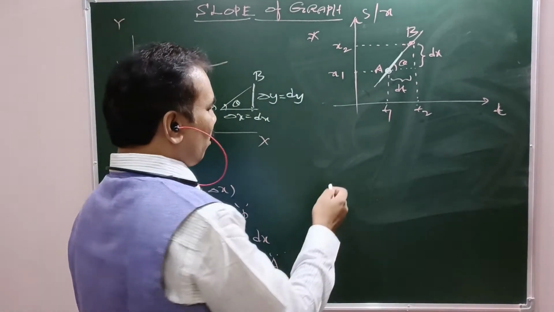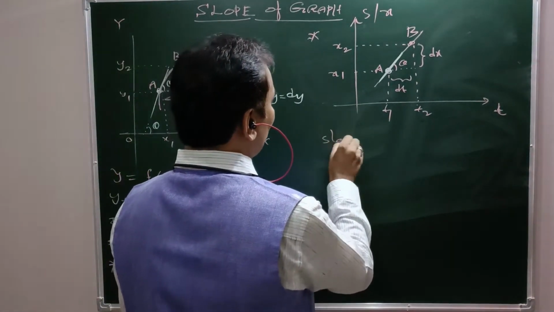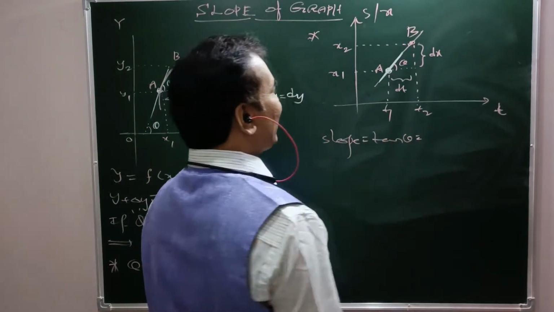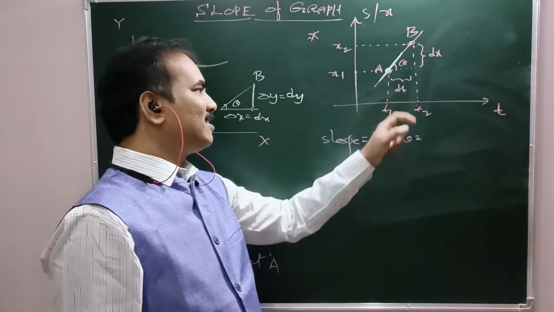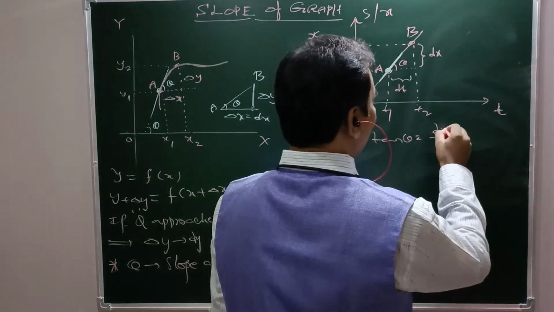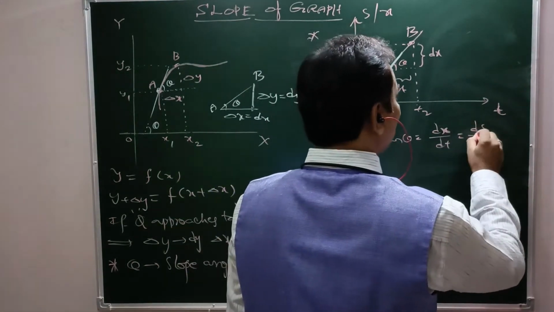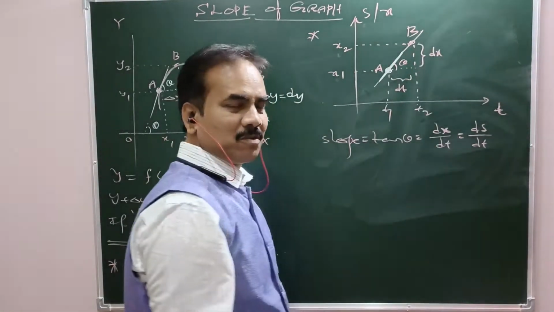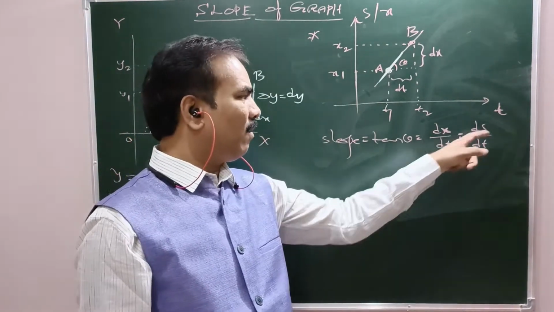Now slope equal to, what is the slope here? Slope equal to tan theta. See this triangle, tan theta is opposite side by adjacent side, that is dx by dt, otherwise ds by dt also. If I take S1, S2, then it becomes ds also. So therefore, slope equal tan theta equal dx by dt or ds by dt.